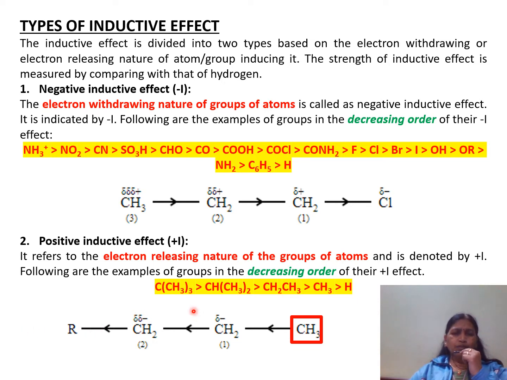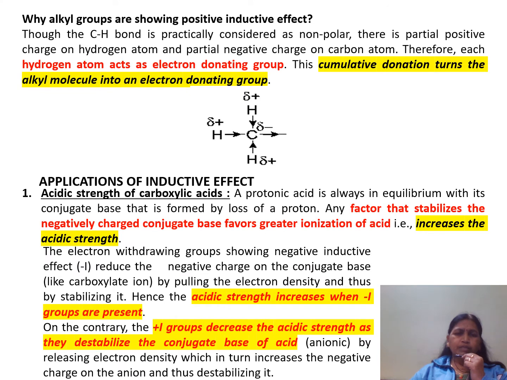So you must make a difference: in the minus I effect, the negative I effect, the carbon chain acquires a partial positive charge, whereas in the plus I effect, the positive inductive effect, the carbon chain acquires a partial negative charge. Now let us see why alkyl groups show the positive inductive effect.